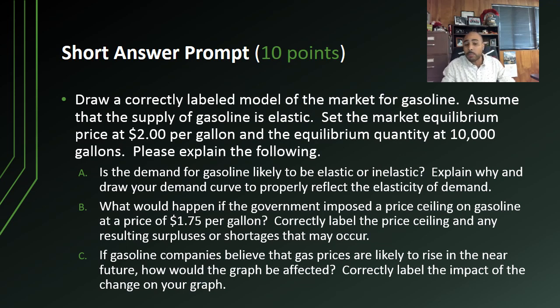Now, the last thing you're going to need to do is tell me if gasoline companies believe that the gas prices are likely to rise in the near future, how would that affect our graph of supply and demand for gasoline? Is that going to cause a shift? Is it going to change the price? What's going to happen? The price hasn't gone up yet, but the producers expect that the price is going to go up. Okay? So correctly label what happens on your graph. That's all you need to do. Once you've done that, my God, you are ready to get an A on this test. Of course, if you have any questions, feel free to ask me. Otherwise, good luck on your test, guys.